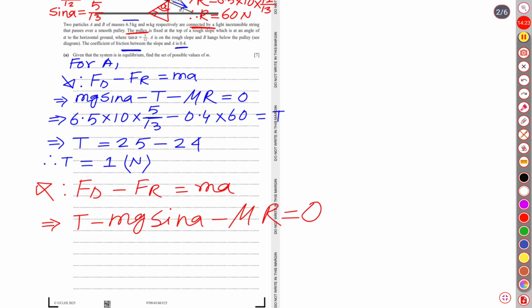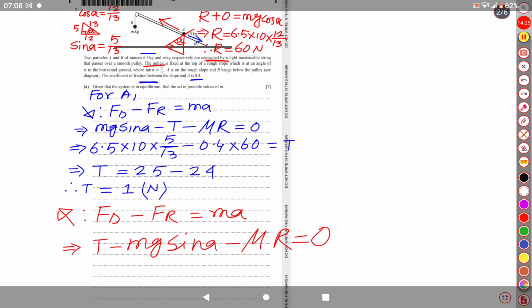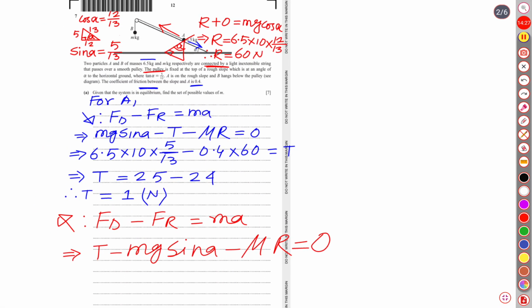Now if we simplify these, if we substitute the values, our T may be on the left side. Okay, mg sine alpha, look at this, already we have found mg sine alpha is this. mg sine alpha is going to be 25.